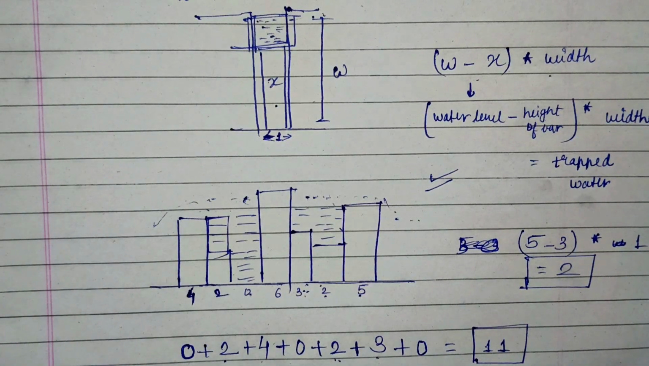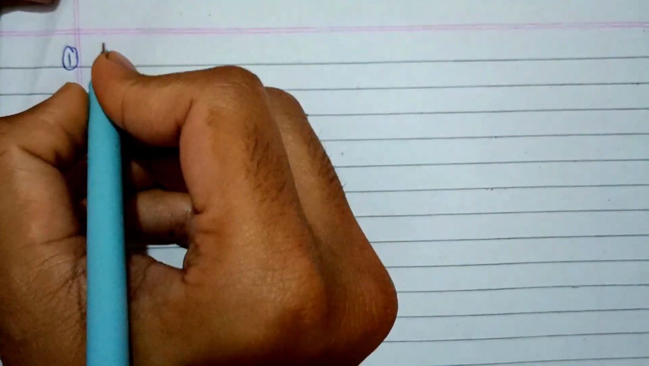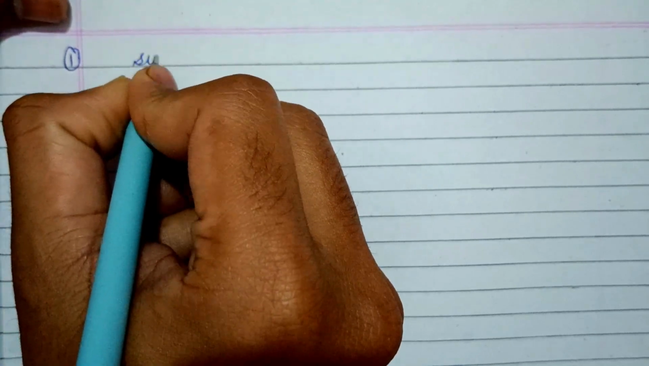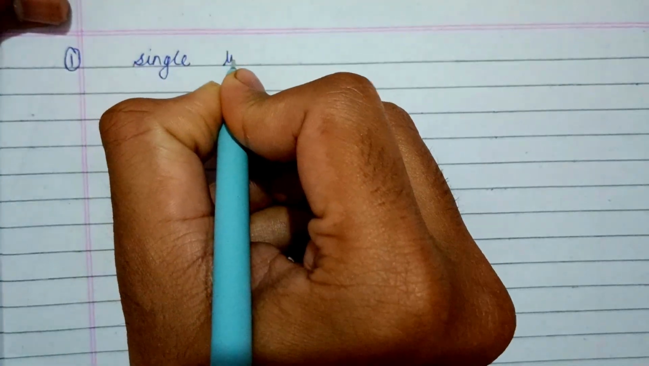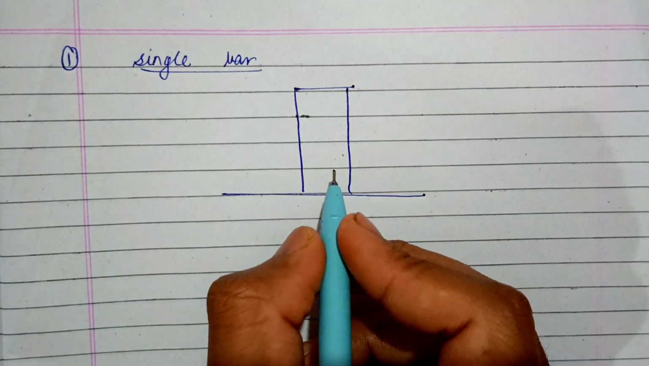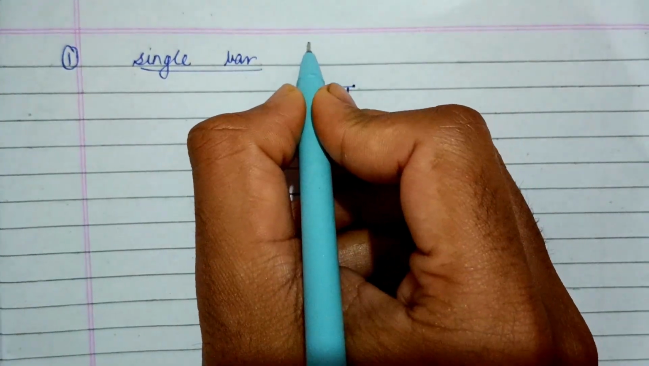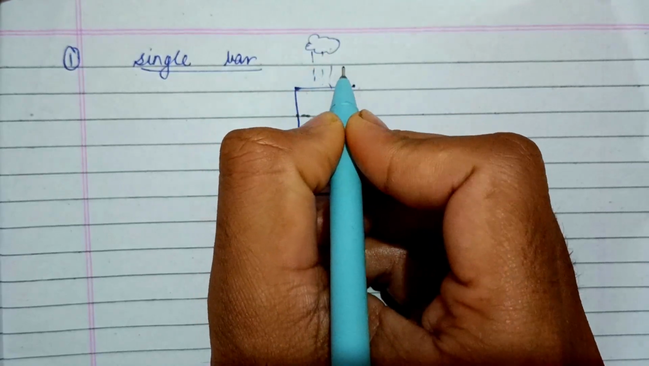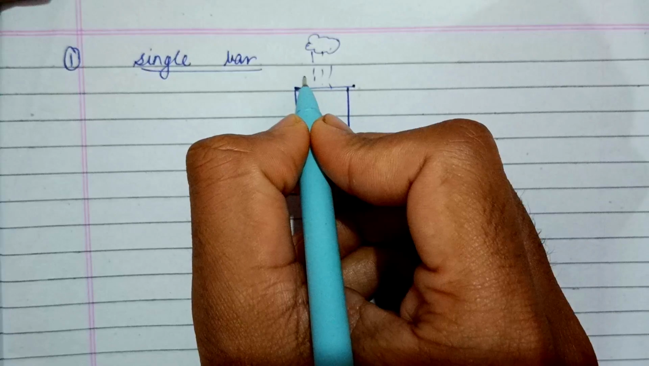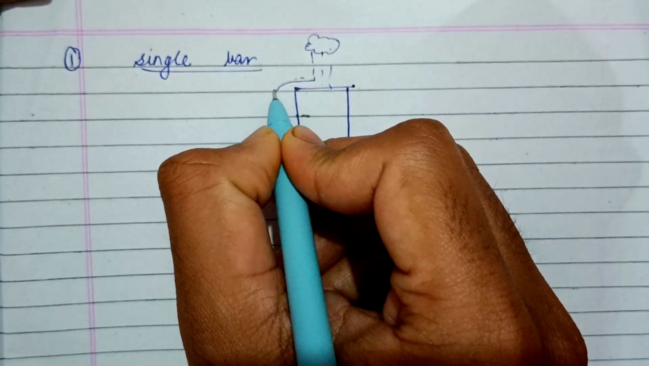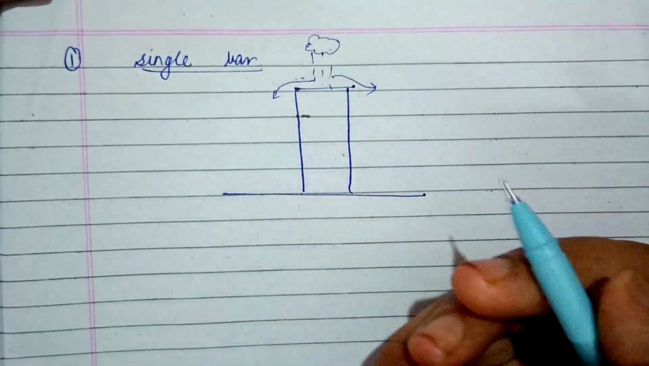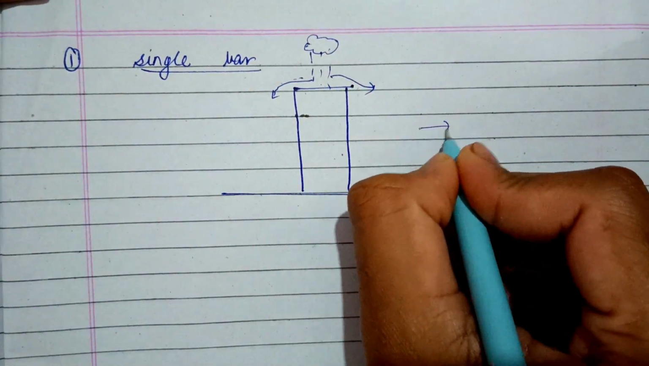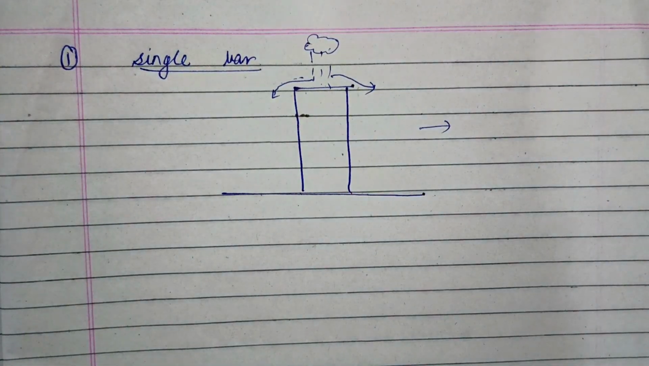Okay, so let's take some cases. The first case: suppose there is a single bar, and suppose the water has fallen here. It will not trap any water; the water will spill from here and here. A single bar cannot trap water.